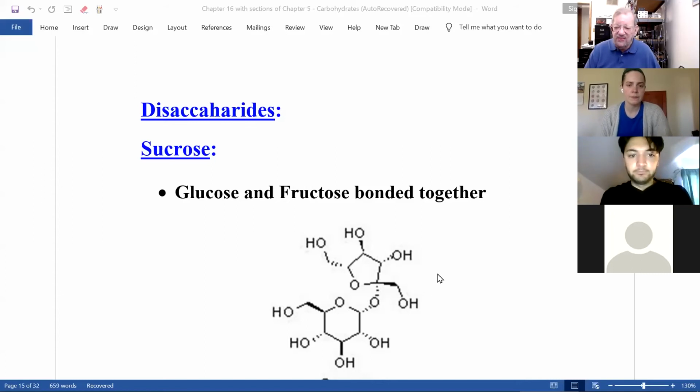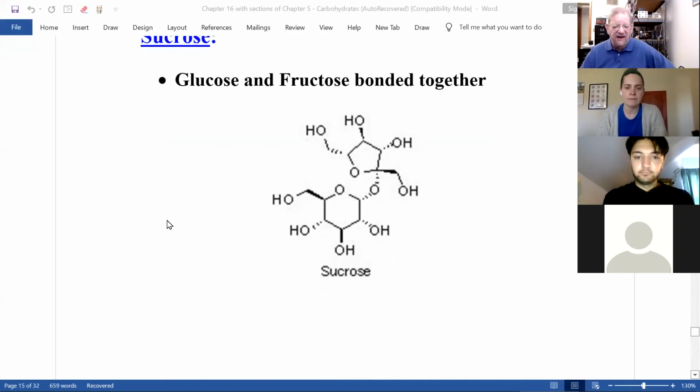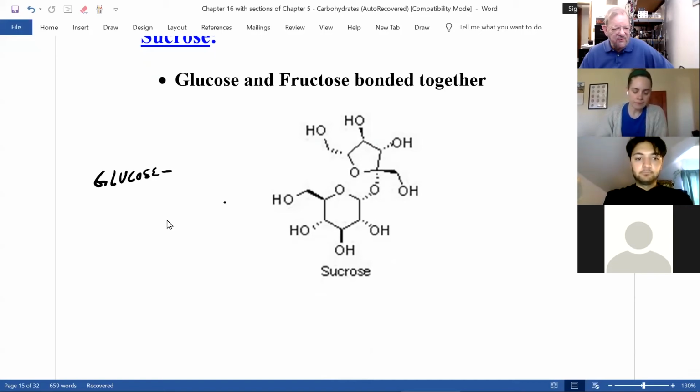All right, so we were right here. Everybody see sucrose on the screen? All right, this is a structure of sucrose. And what it really is, and this you should know, is glucose bonded with fructose.